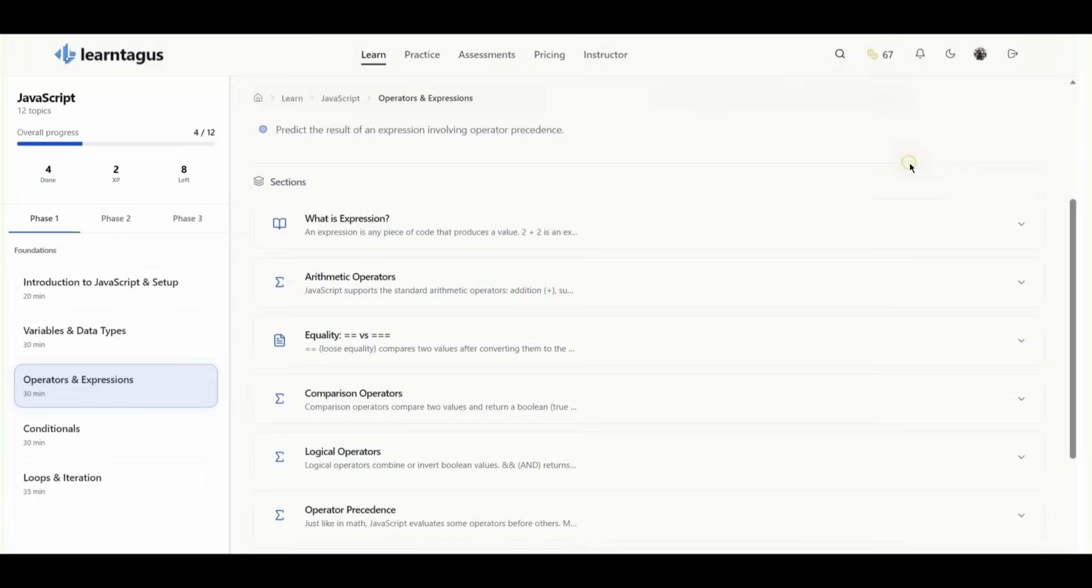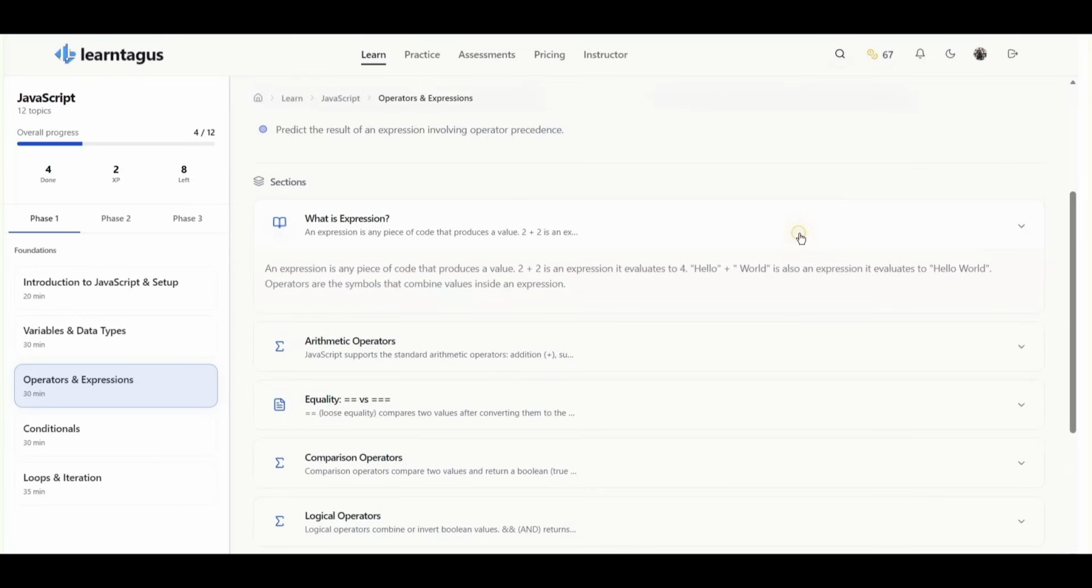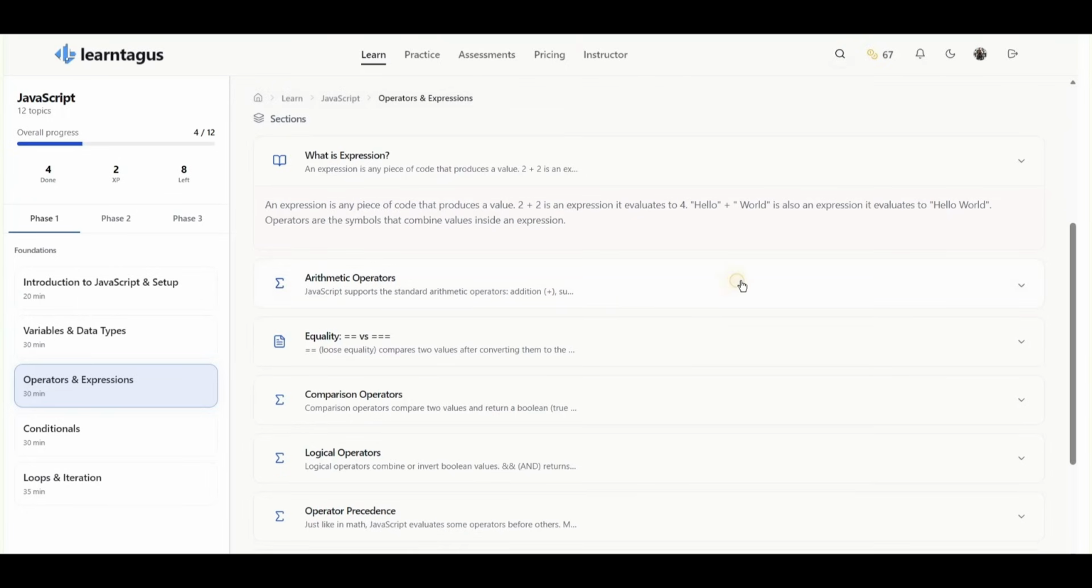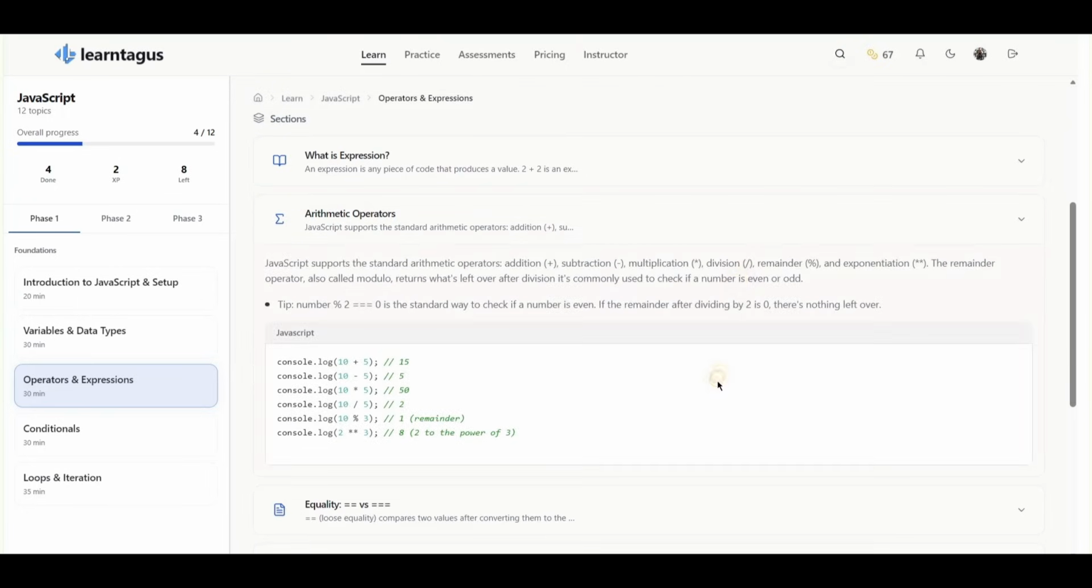So in the previous part, we understood what an expression is. We saw that an expression is a piece of code that produces a value. We also briefly saw that operators help us to perform different operations on those values. Now let's start learning about operators one by one, and we will begin with the most basic ones, arithmetic operators.